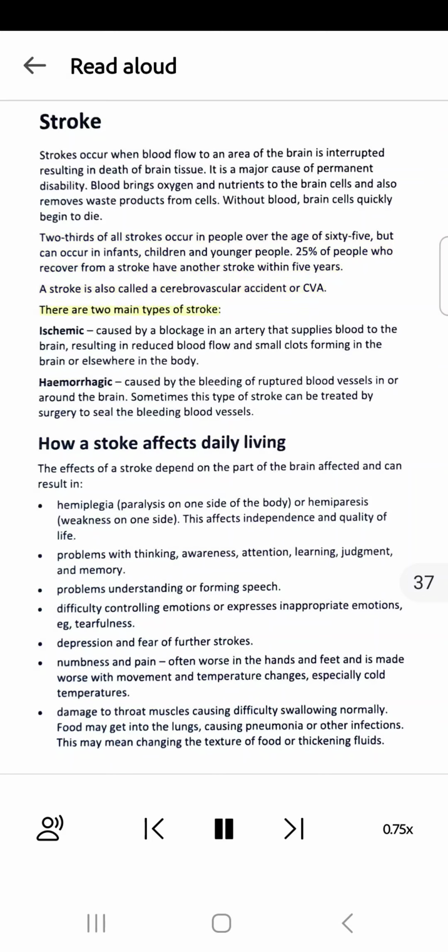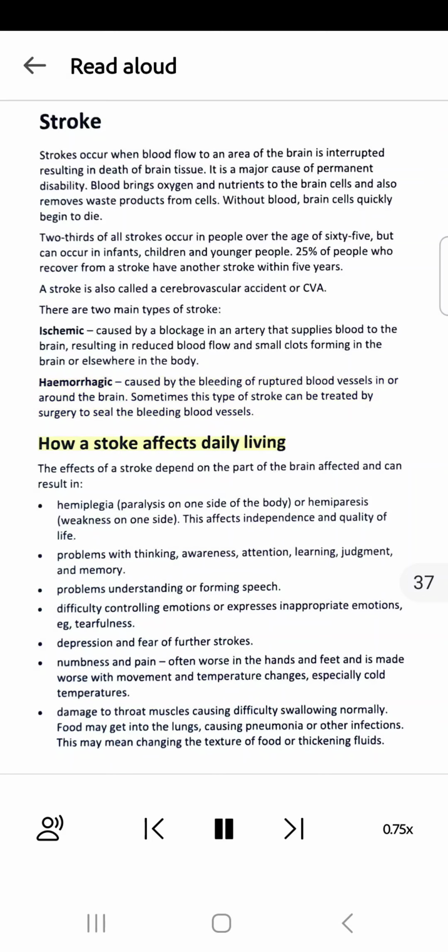There are two main types of stroke. Ischemic, caused by a blockage in an artery that supplies blood to the brain, resulting in reduced blood flow and small clots forming in the brain or elsewhere in the body. Hemorrhagic, caused by the bleeding of ruptured blood vessels in or around the brain. Sometimes this type of stroke can be treated by surgery to seal the bleeding blood vessels.